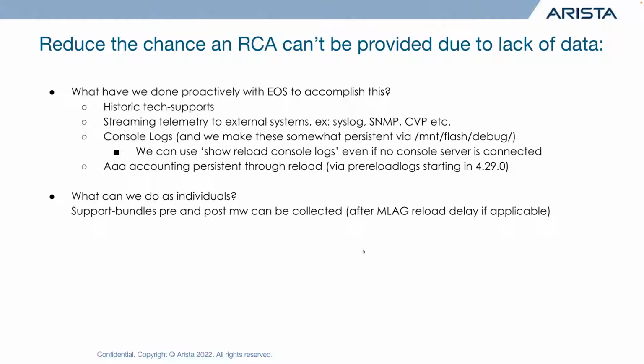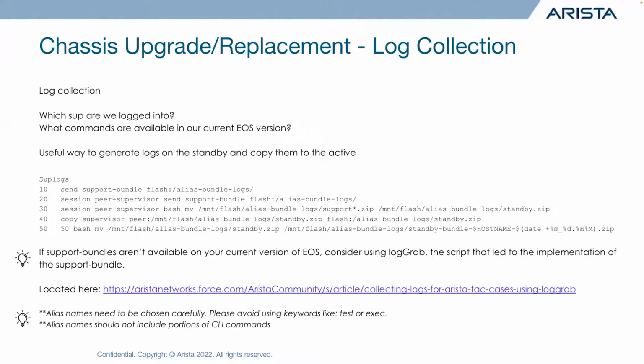And then aside from that, we've done a lot of stuff already in EOS that helps us with this goal, right? We've got the historic tech supports that use our scheduler. We've got the streaming telemetry, be it syslog, SNMP, or if you're running CVP, that's great. We've got console logs, and I love that I can look at the console logs even 2 days after a reboot with show reload console logs. And then we've even got AAA accounting that is persistent through reload starting in 4.29.0. So that means if someone issued the reload command and you just didn't know, now we can go verify that. It's actually going to persist through the reload, which is great.